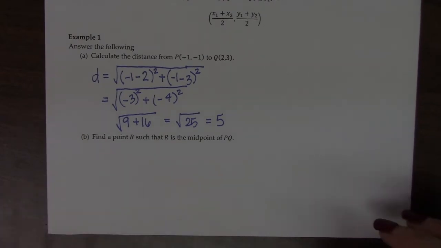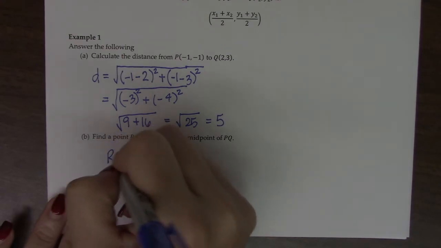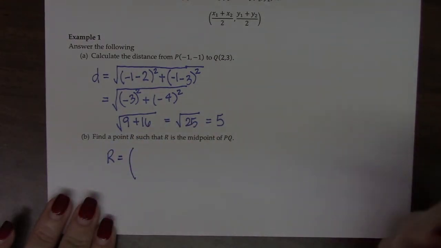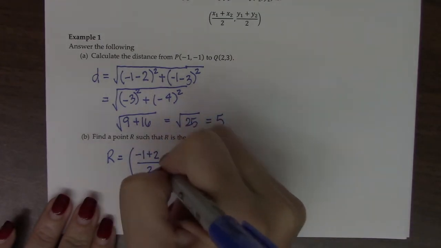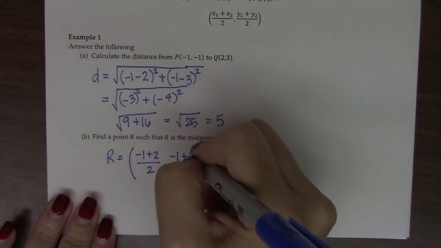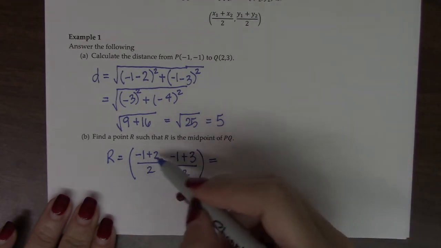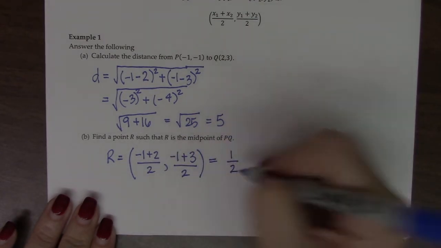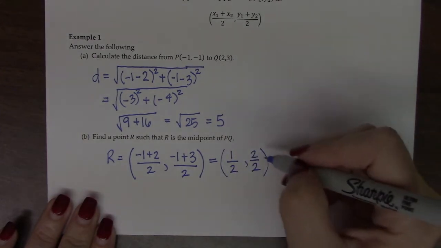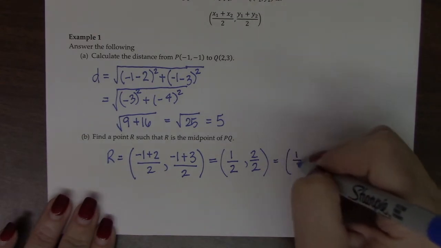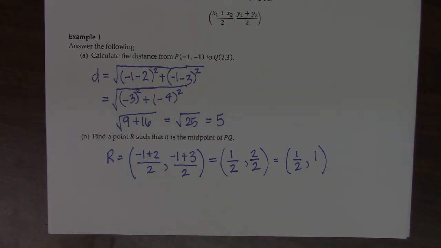Now we want to find a point R that is the midpoint of those two points. For point R, we average the x and y coordinates together. So -1 plus 2 divided by 2, comma, -1 plus 3 divided by 2. -1 plus 2 is 1, and -1 plus 3 is 2. I could stop here, but I can simplify it a little better, and we know that the midpoint is 1/2, comma 1.